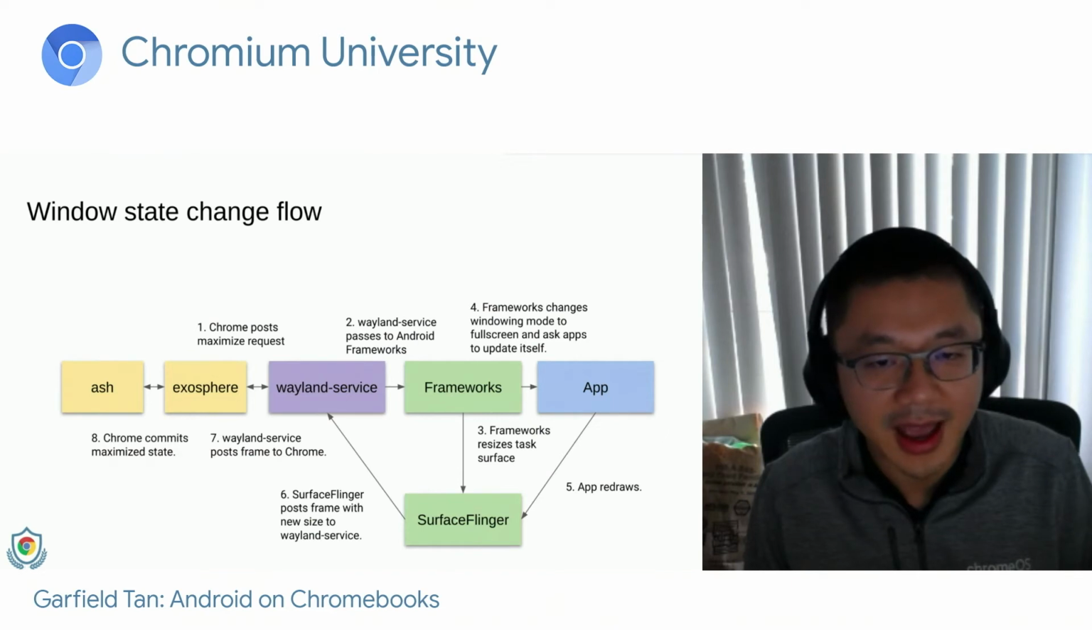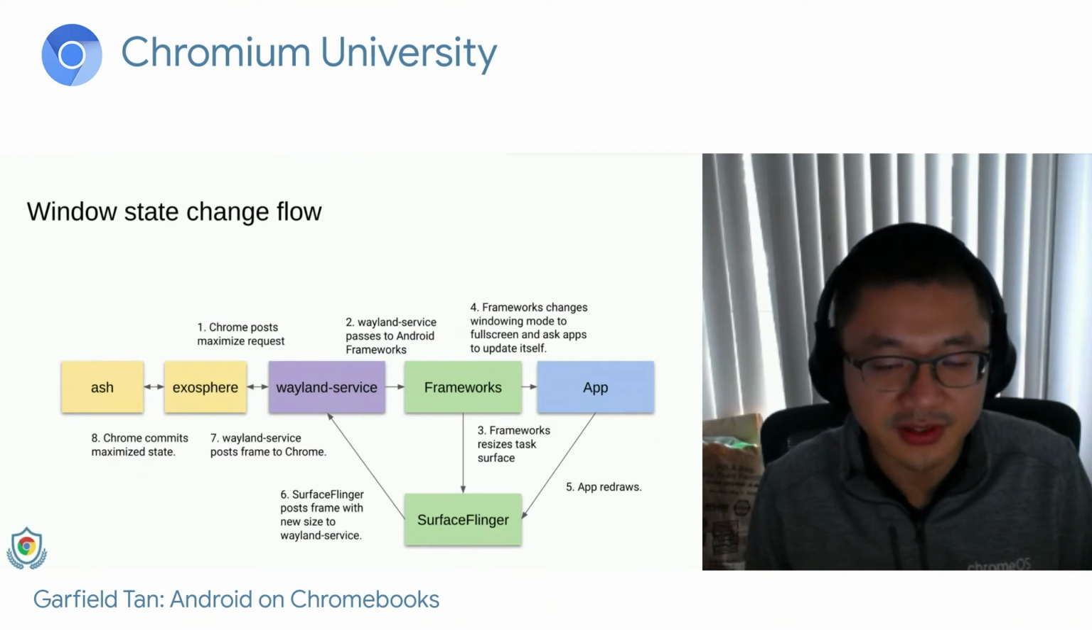And then the app finishes configuring itself and redraws, posts the frame to Surface Flinger. And the Surface Flinger, in turn, posts the frame to Wayland service. And the Wayland service, in turn, posts the frame to Chrome. When Chrome detects the surface size changes, it commits the maximized state and finishes the entire flow.